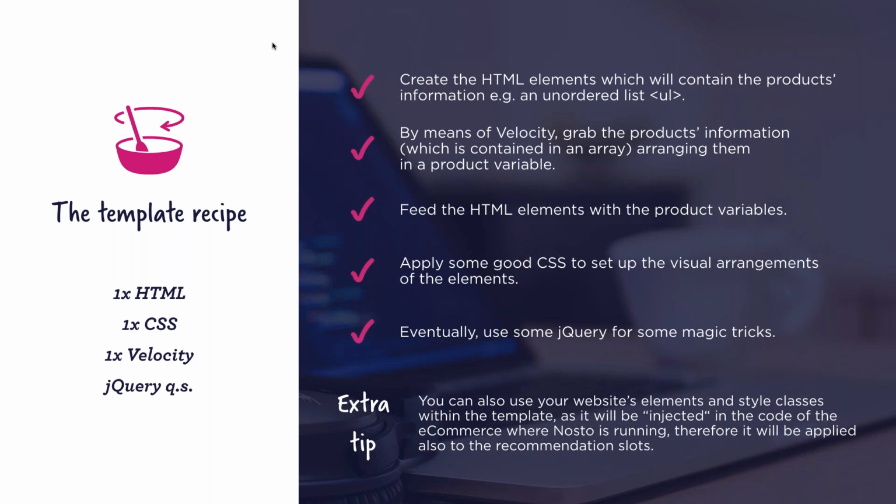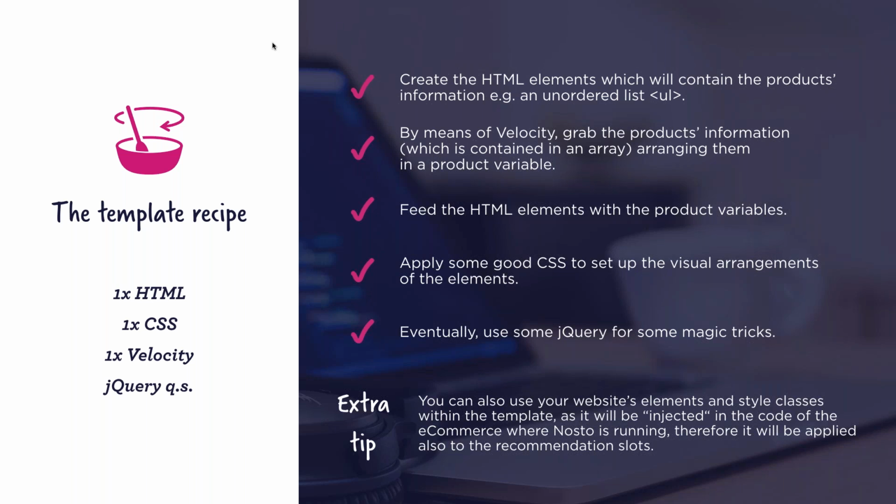First of all, we will have to create the HTML elements which will contain the product information. For example, an unordered list, and list items within it with the product information. And by means of Velocity, Apache Velocity, we grab the product information from the array and arrange it visually in the product variable. Then we feed the HTML with the variables of the product. We apply, when we want, some CSS to set up the visual arrangements, or we use the CSS coming from our platform, and eventually use some jQuery for some magic tricks when needed.